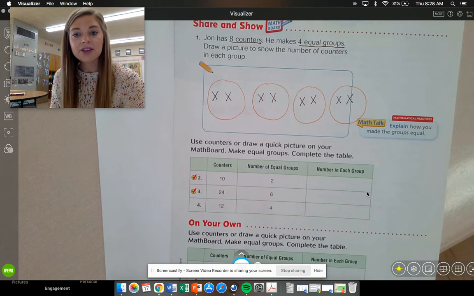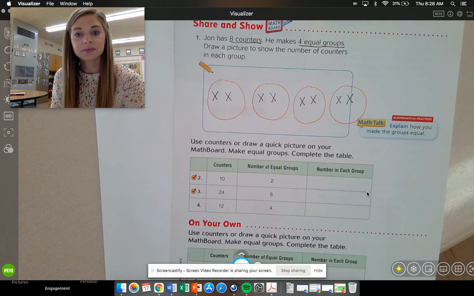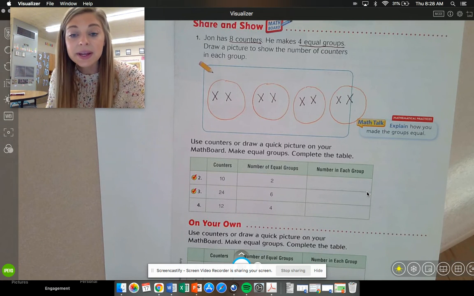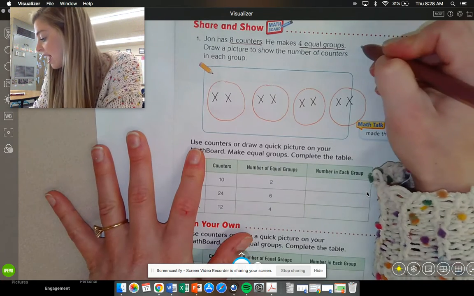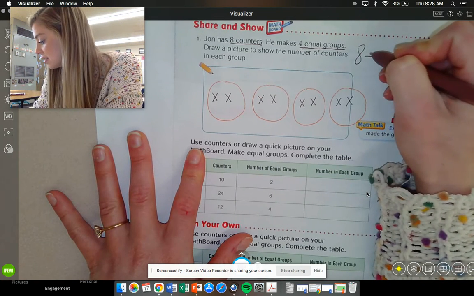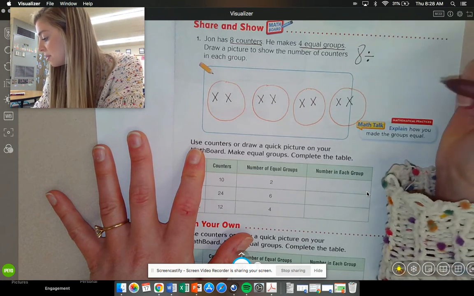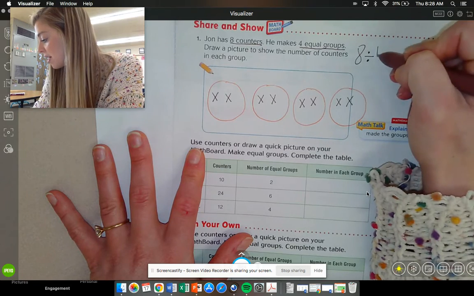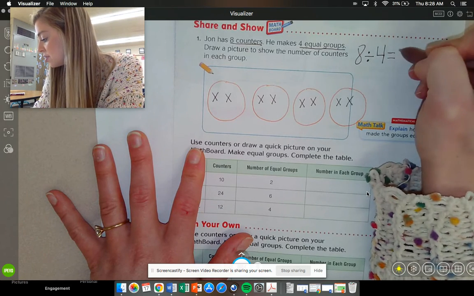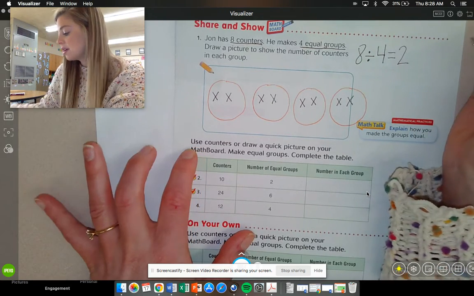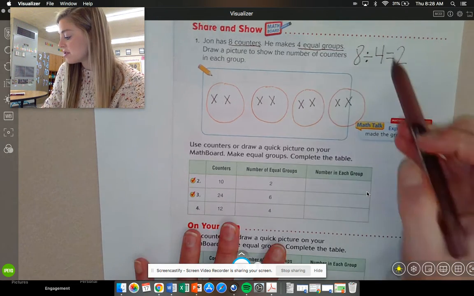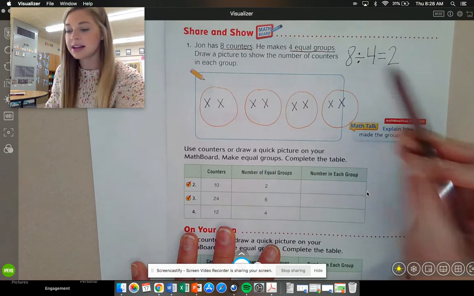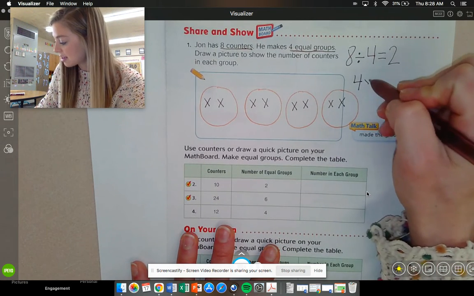So how many are there in each group? There's 2 in each group. So what we just did there, we had 8 counters split up or divided into 4 equal groups, and that equals 2 in each group. So 2 is our answer. And wow, if you notice here, 4 times 2 equals 8. So those are related facts.